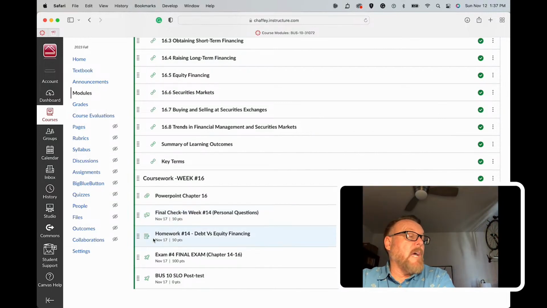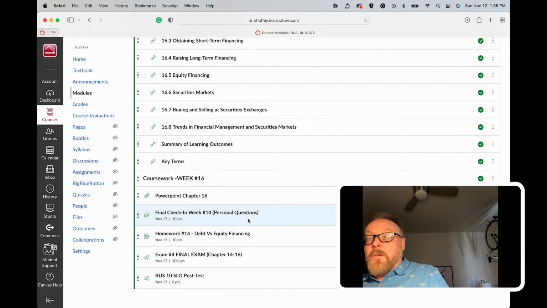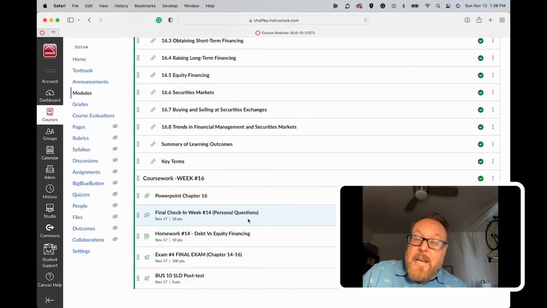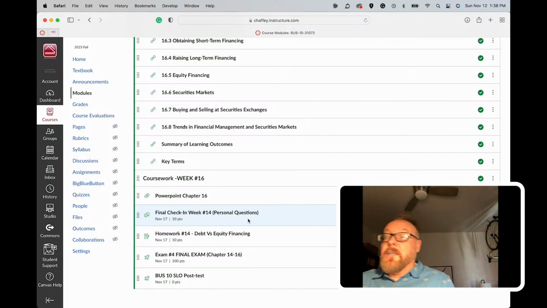There is a homework assignment on debt versus equity financing, which is really right in your book. All you're doing is describing the difference between the pros and cons of debt financing and equity financing. And this is basically whether you borrow from the bank or whether you sell a little bit of the stake of your business. And so what are the pros and cons of that?